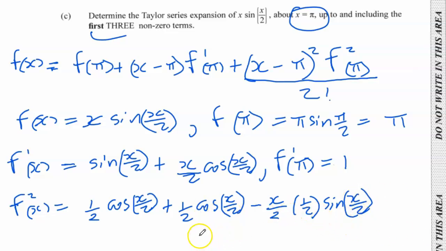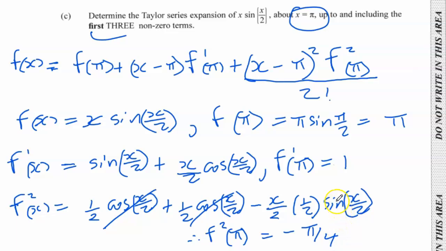And then we evaluate the second derivative at pi. So cos pi over 2, that's 0. Again, that's 0. So what's sine pi over 2? 1. So that's negative x over 4, and we're replacing x with pi. So that's negative pi over 4, negative a quarter pi.